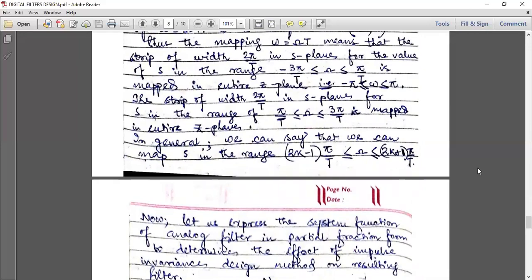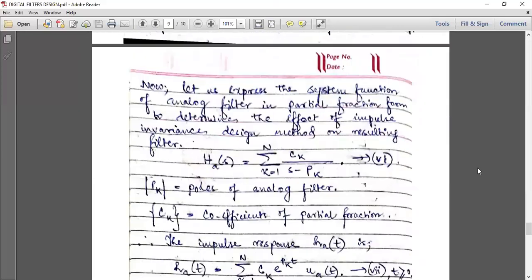The portion of each strip in the left half S-plane maps into the interior of the unit circle. The right half portion of each strip in S-plane maps into the exterior of the unit circle in the Z-plane. Okay, now I can come to the note.